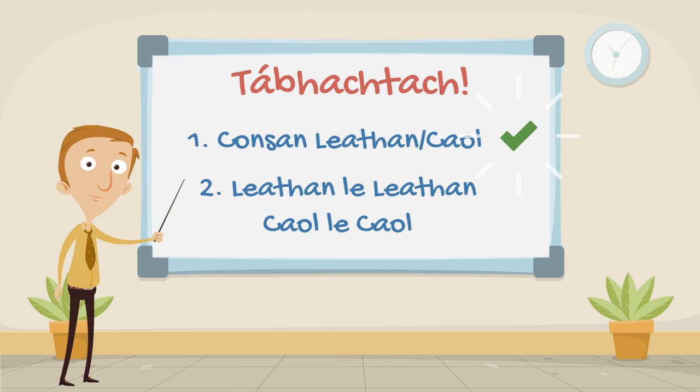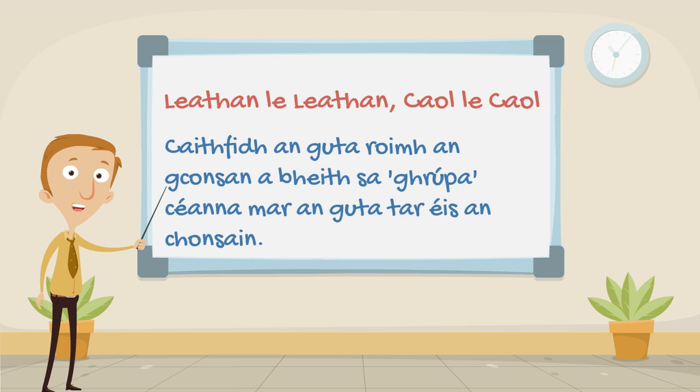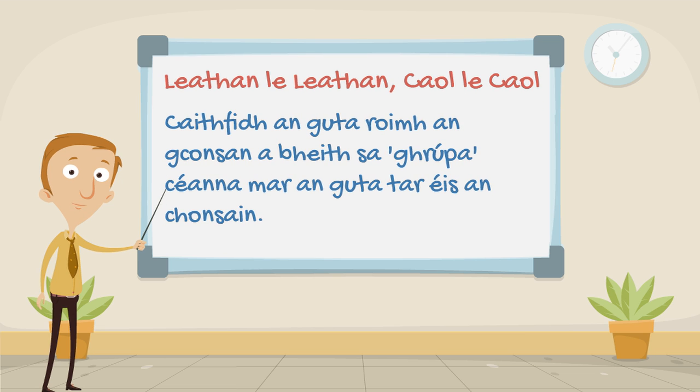Now that you know what the broad and slender vowels are, we can teach you the golden rule of Irish spelling. I'm sure you've all heard of leathan le leathan, caol le caol, but what does this actually mean? Simply put, the vowel after a consonant must be the same type of vowel, i.e. broad or slender, as the last vowel before that consonant.